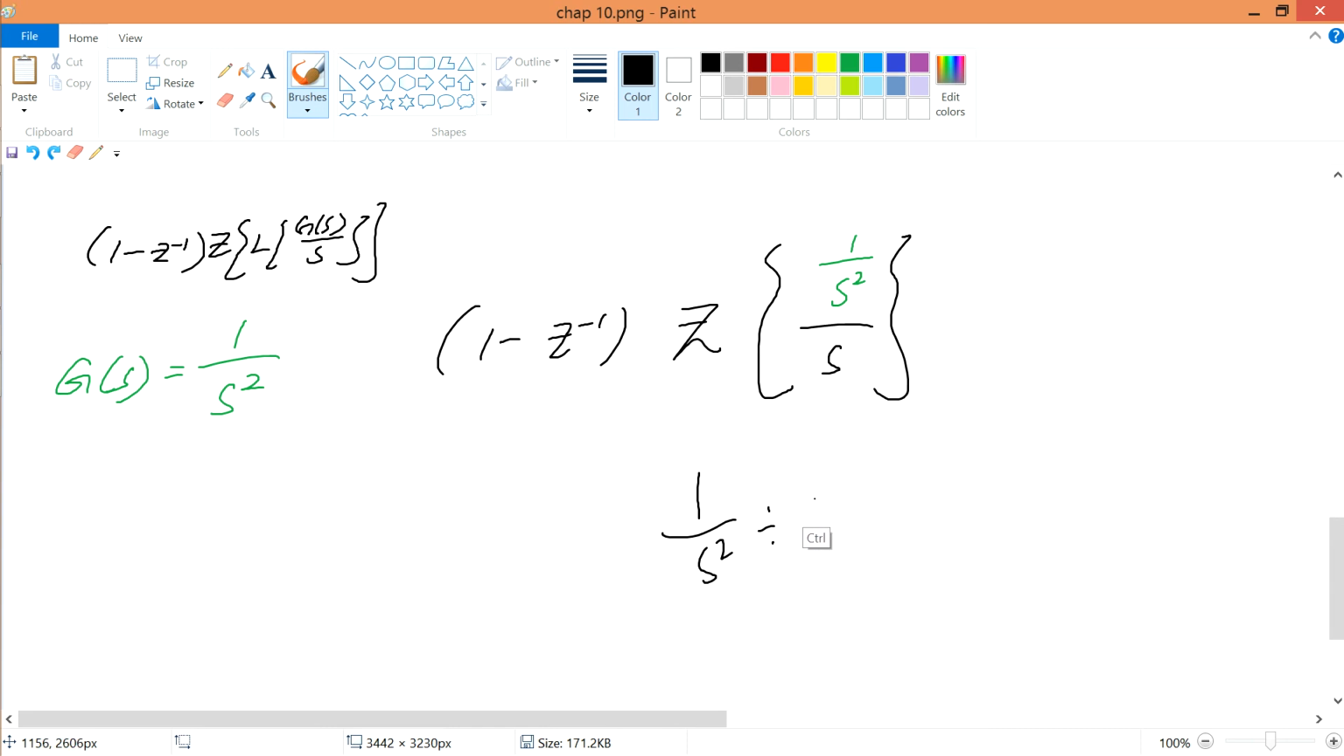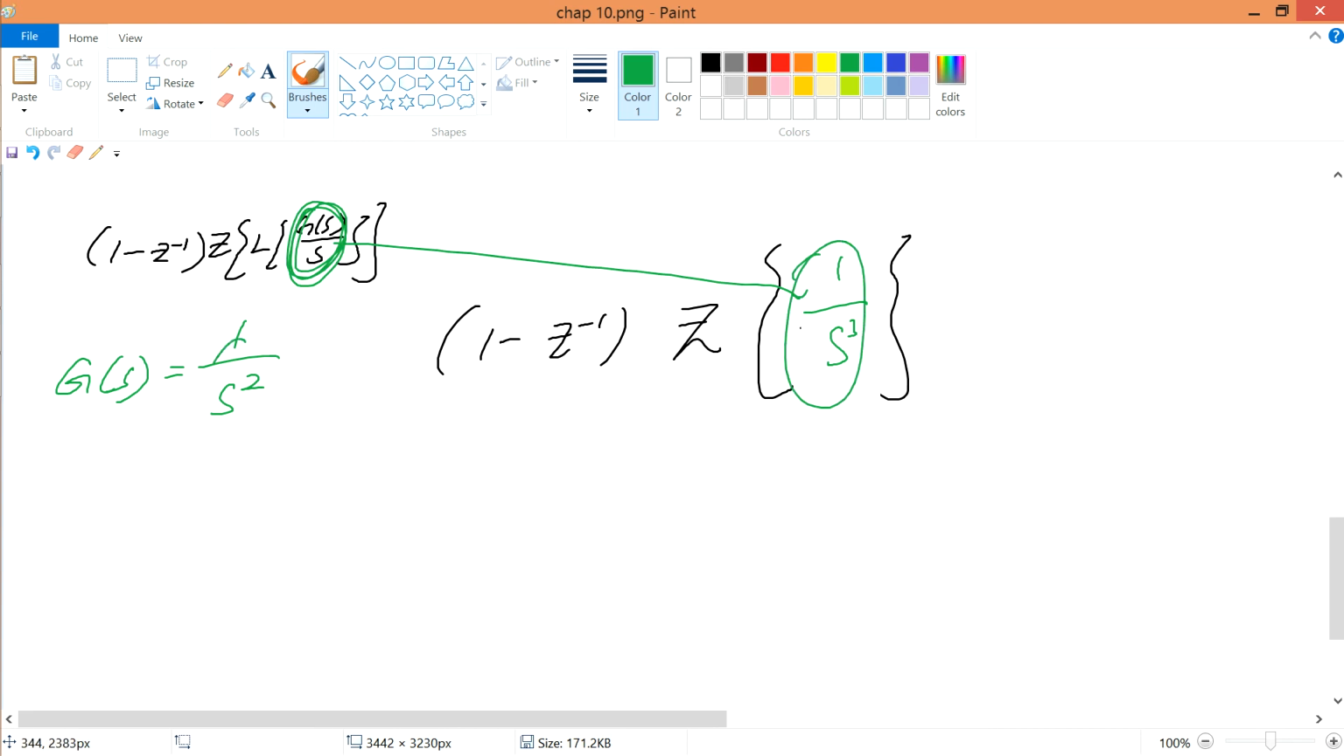Divided by s, so you have 1 over s squared times 1 over s, which equals 1 over s cubed. Be very careful when you do this, because this was my class mistake. Eventually I have my transfer function divided by s. So this term becomes 1 over s cubed, G over s divided by s. The next step now is to Z transform this.